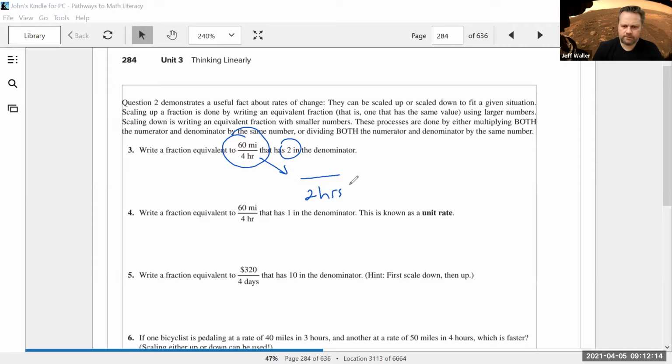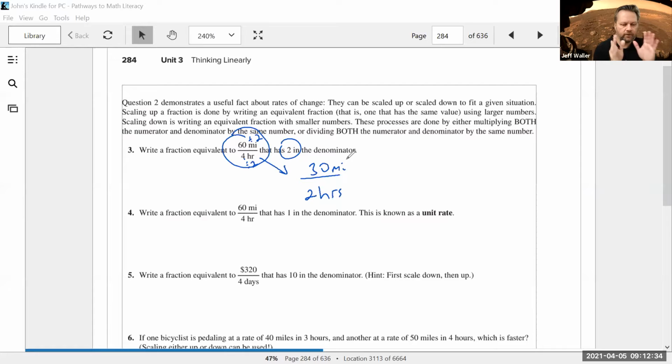How do you do that? 60 miles for 4 hours would be how many miles for 2 hours? 30, or yeah, 120, right? Or no, careful. I'm going down. So how do I go from 4 to 2? I divide by 2. So I have to do the same thing to the top.